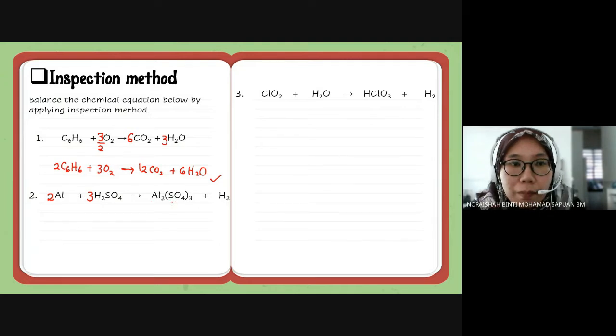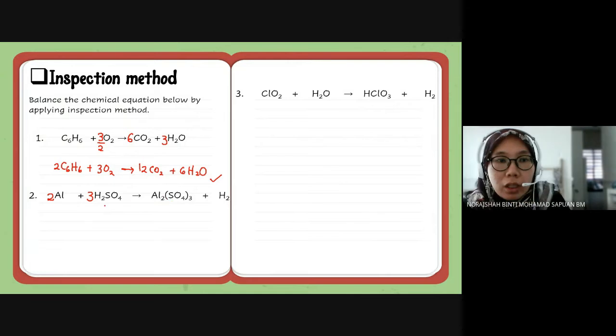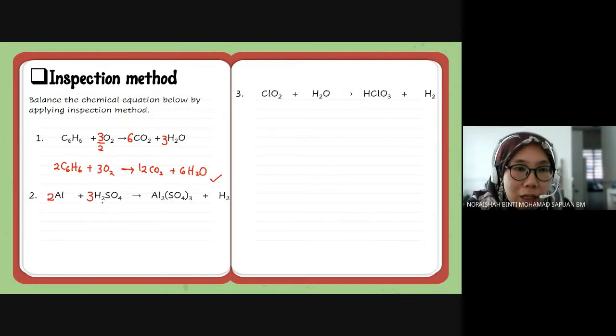Okay. Selepas tu kita tengok bilangan hidrogen. So bilangan hidrogen kita akan nampak kat sini sebelah kiri ada 6 hidrogen. Sebelah kanan kita cuma ada 2. So kat sini kita akan letakkan 3 hidrogen. And then last one is oxygen. Okay, at the left side you have 12 oxygen already. So right side kita ada oksigen 4. Okay, 4 darab 3. Okay, so kat sini ada 12 dah. So complete balance. Okay.